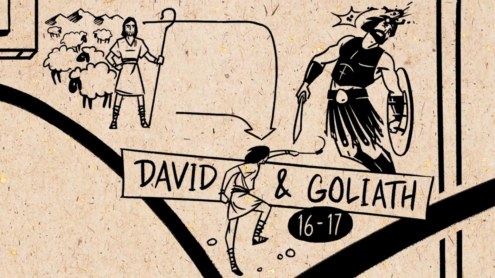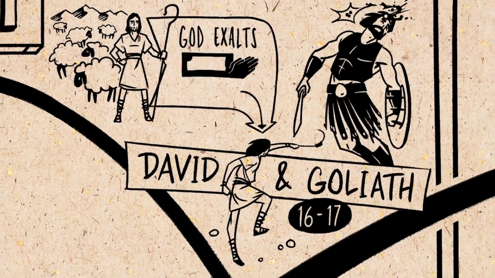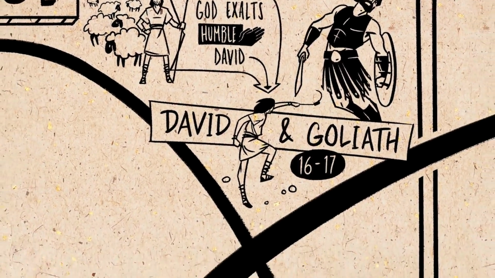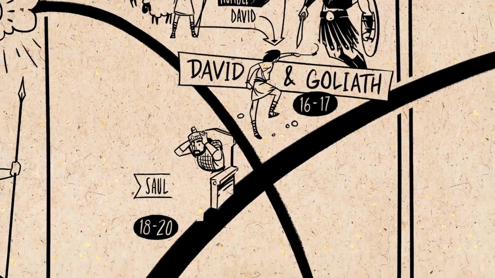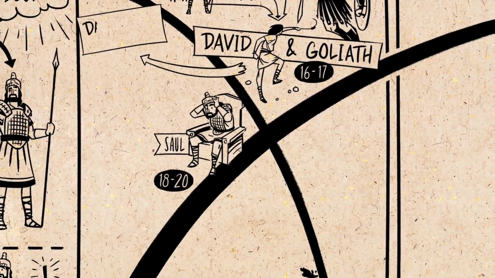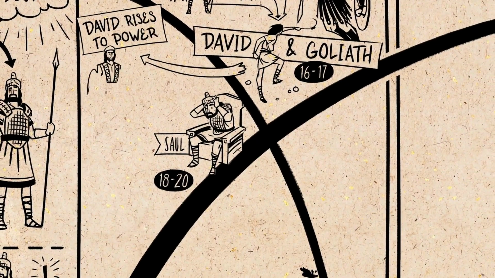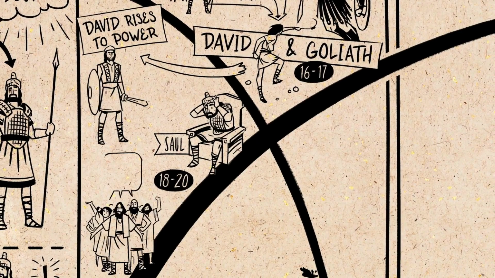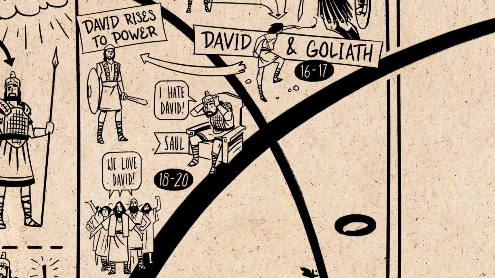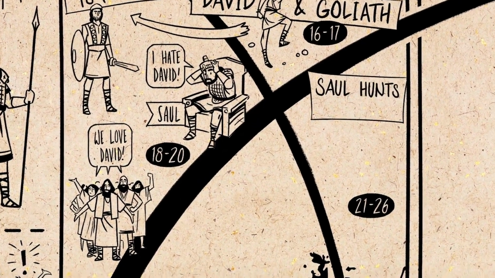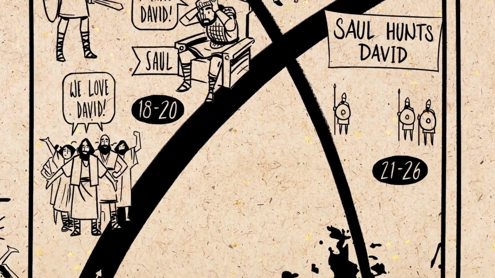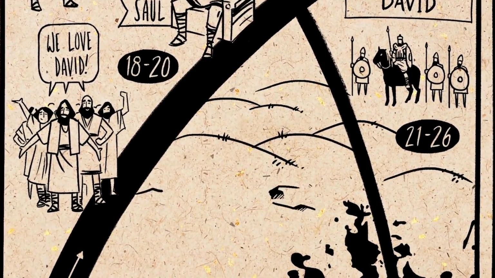Proud Saul and Goliath are brought low, while humble David is exalted. From here, we watch Saul slowly descend into madness, while David rises to power. So David starts working for Saul as a general, and he's winning all of the battles, and he's also winning all of the fame. And so Saul gets jealous, and he starts chasing David around, hunting him, trying to kill him. David's done nothing wrong, and so David simply runs and waits in the wilderness.